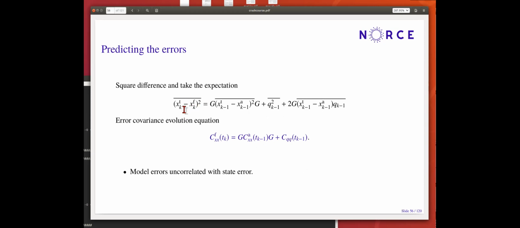What you have here is just the forecast error covariance, or forecast error variance in this case. Here you have the model operator twice, and you have the analysis error variance. This is the model error variance, and this term we assume is 0 because we assume there are no correlations between model errors and the estimate at time k-1. So this one disappears. That means you have an equation for the error covariance evolution, and we write it like this.